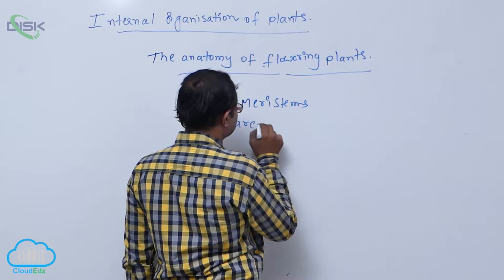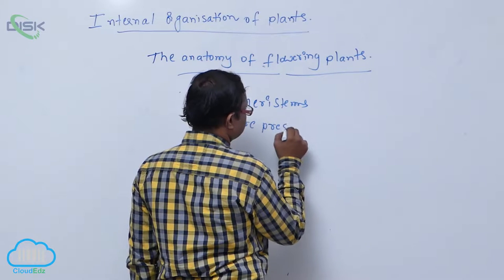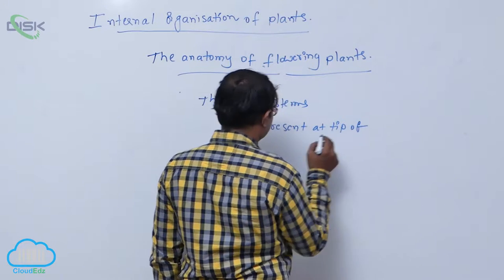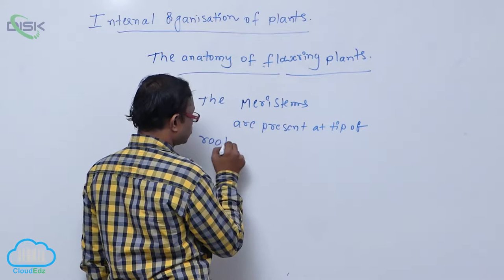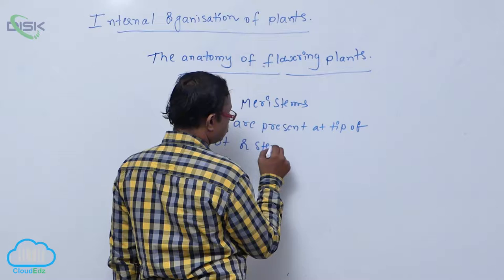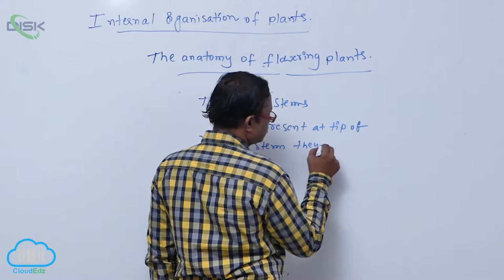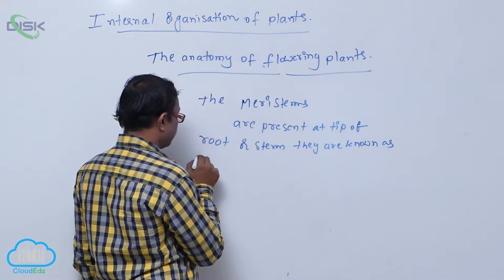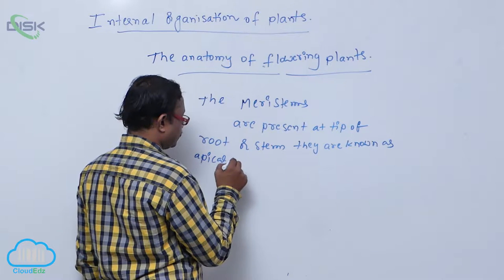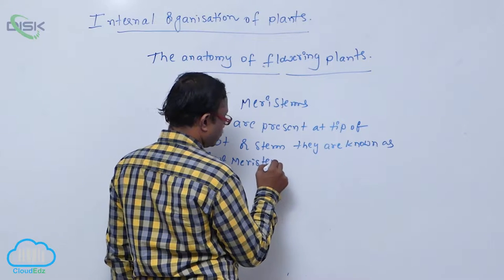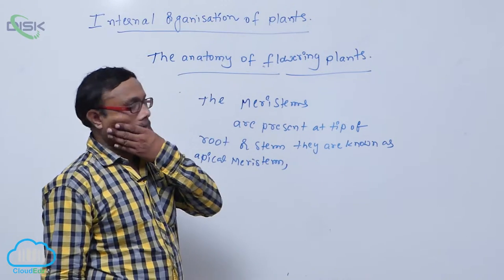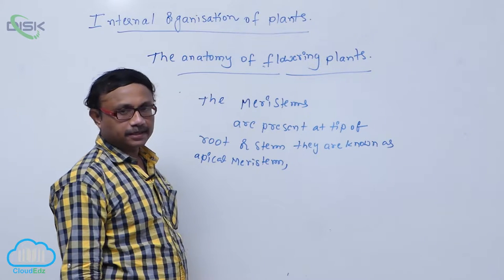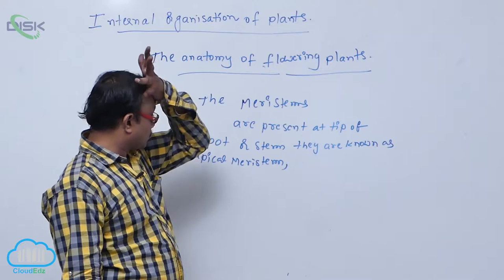Meristems are present at the tip of the root or stem. They are known as apical meristem.